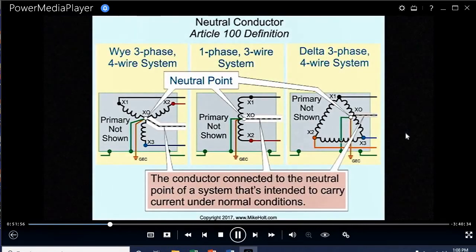practice. Neutral conductor. I think we all know what it looks like. It's a white wire. It's a conductor connected to the neutral point of a system that's intended to carry current under normal condition. A Y system is a white wire on a 120, 240 volt single phase system. It's a white wire. A delta high leg system. It's going to be the white wire. I don't want to get too deep on the side there, but in our course, in what I cover, I only cover 120, 120/240, 120/208, 277/480.